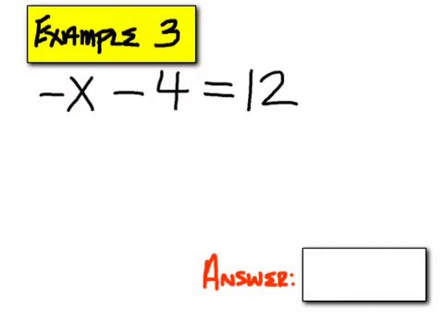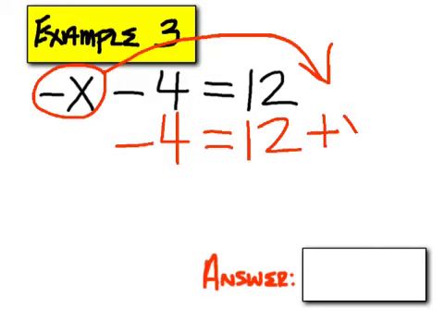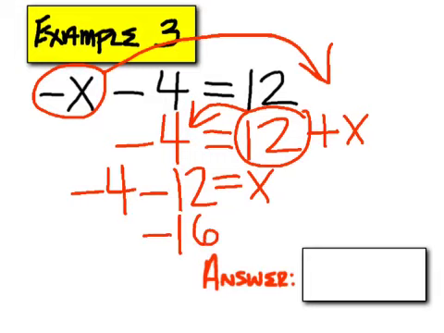Okay, example 3. We have negative x minus 4 is equal to 12. We need to make our x positive. To do that, we need to bring it over to the right side. On the left side, we're left with a negative 4. On the right side, we have 12 plus x. Next thing we need to do is get our number on the other side. We want our x by itself. When we move our 12 to the other side, it becomes a minus 12. Negative 4 minus 12 is going to be negative 16. And that'll be our answer.